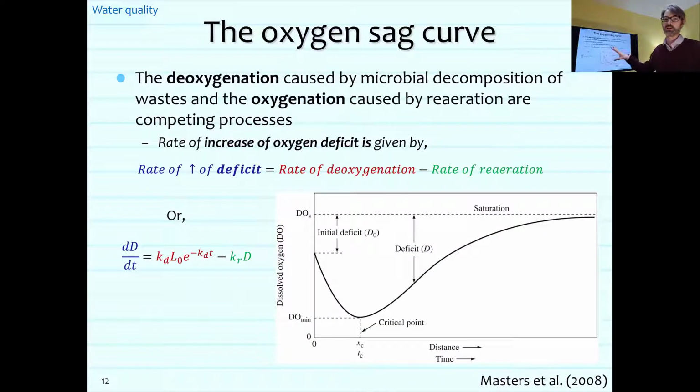Now let's look at combining the two together. The deoxygenation caused by microbial decomposition of wastes and the oxygenation caused by reaeration, again, are competing processes, and so the rate of increase of the oxygen deficit is equal to the rate of deoxygenation minus the rate of reaeration. We've now seen these two equations. They were from slide 43 and slide 44 of your lecture notes. And when we put them together, we can see this oxygen sag curve right here.